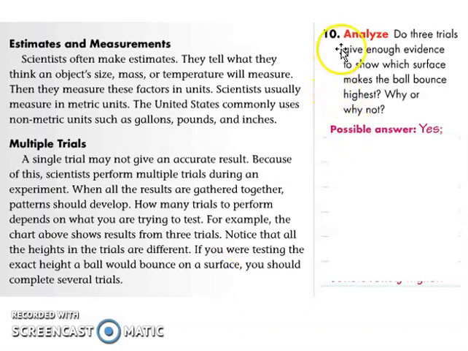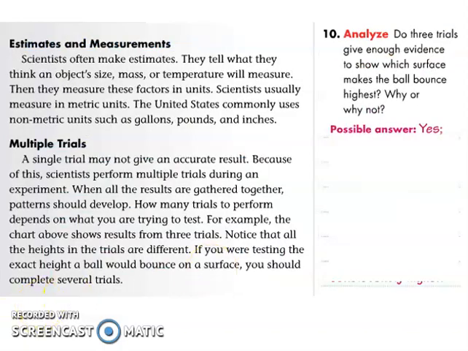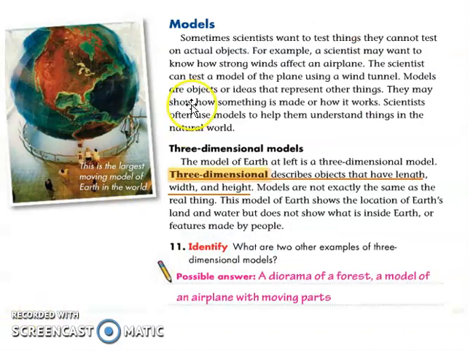Let's go here. Analyze. Do 3 trials give enough evidence to show which surface makes the ball bounce the highest? Why or why not? Yes. Having 3 tests here makes you say that the wooden surface is the best surface to bounce the ball. Okay. Now, let's go to the next page.